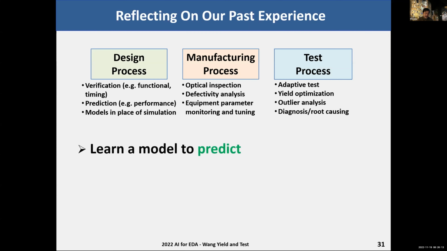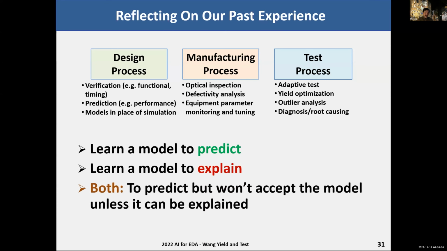So overall, if we look at almost all the application contexts, either we're trying to learn a model to predict something, or we learn a model to explain something, or both. Most of the time to predict, but we won't accept the model unless we can explain it.